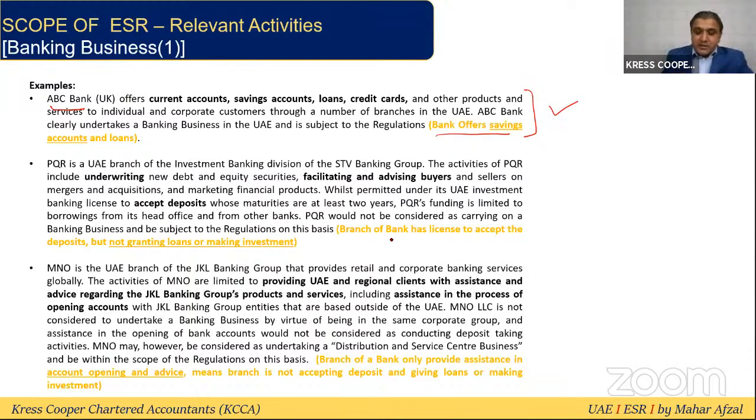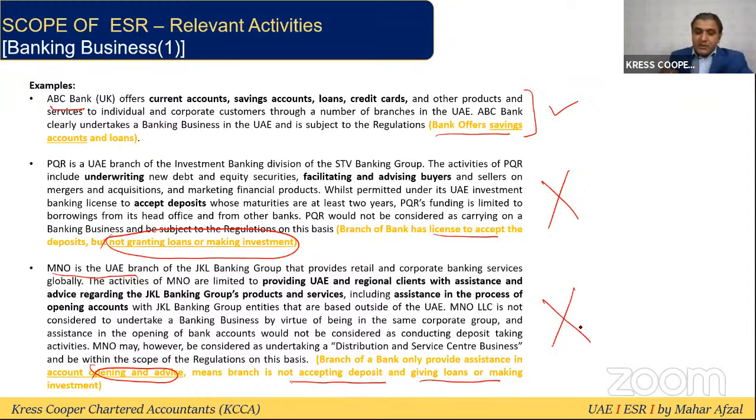In the second example, there is a branch of a bank which is licensed to accept deposits, but the bank is not giving loans, so it will not be subject to ESR because the bank is not satisfying the second condition of ESR. In the next example, MNO is a UAE branch, and this branch is only providing account opening advice. The bank is not accepting deposits and not giving loans, so it will not be subject to ESR as well. Sorry, the bank branch is not accepting deposits and is only giving loans, so the first condition is not being fulfilled, so it will not be subject to ESR.